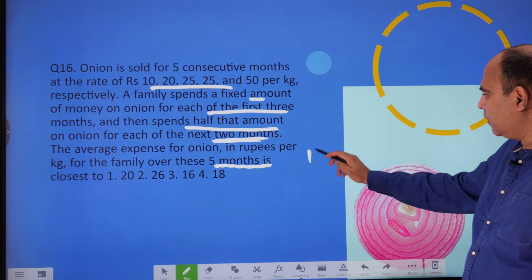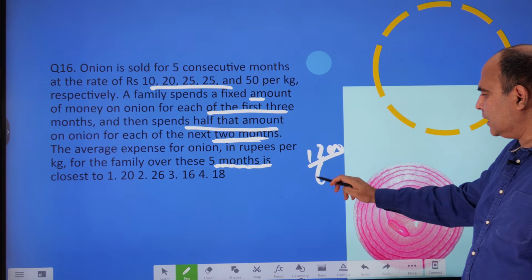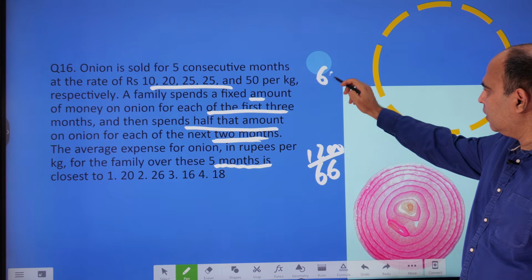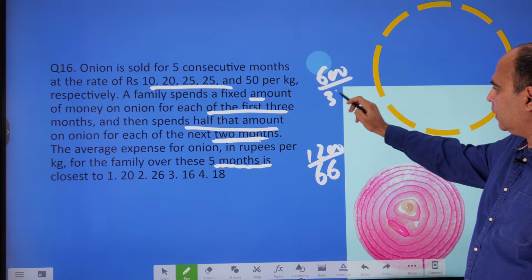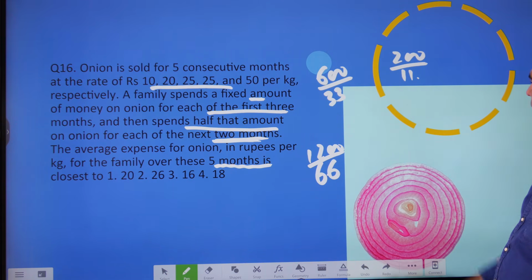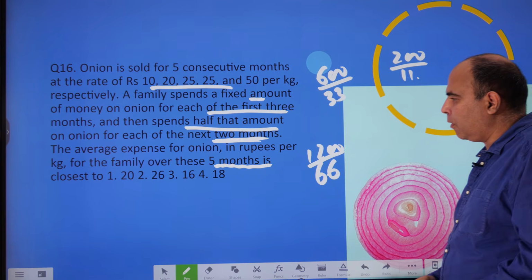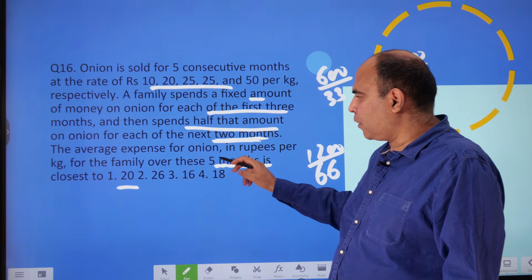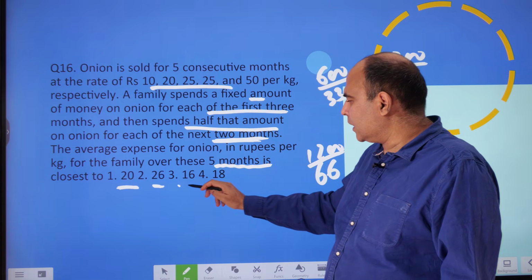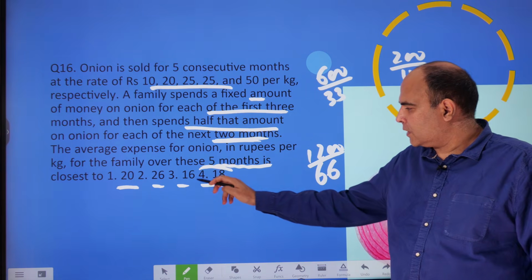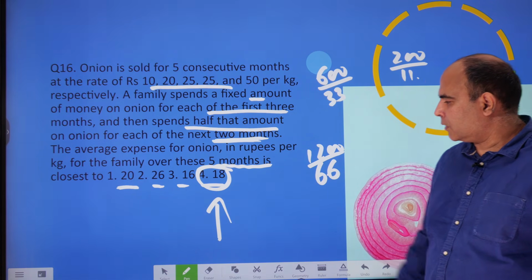So 1200 by 66, which is 600 by 33, which is 200 by 11. And the closest amount, if you look at the options, closest average expense per kg for onion, 20, 26, 16 and 18, 200 by 11 gives me 18 as the answer. So this is the correct answer.